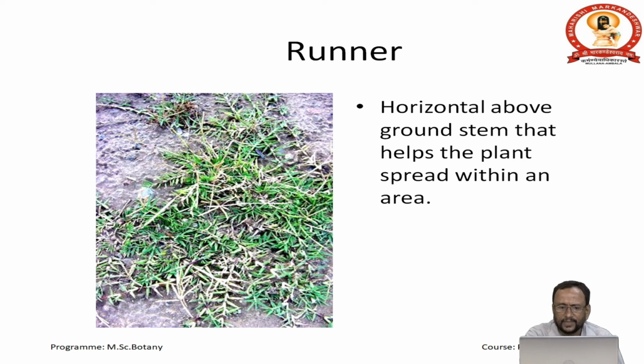Runner. This is a common weed. Suppose Cynodon grass gives rise to a new plant with the runner, a horizontal above-ground stem that helps the plant spread within an area. Mint is also an example of runner. Mint plant also reproduces vegetatively with the help of runner.